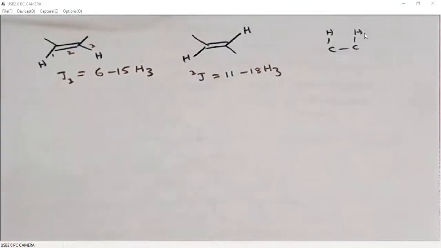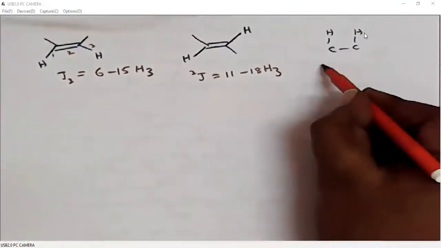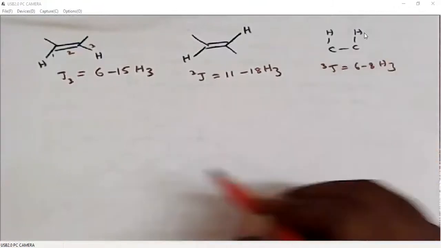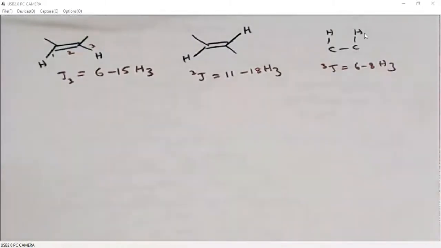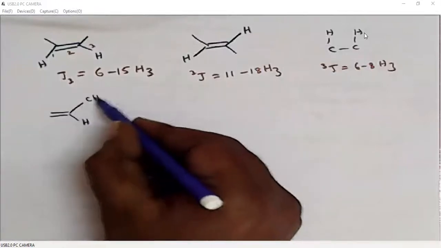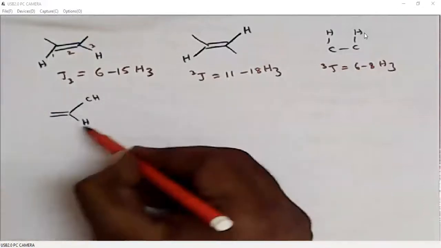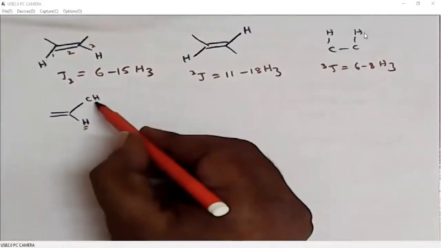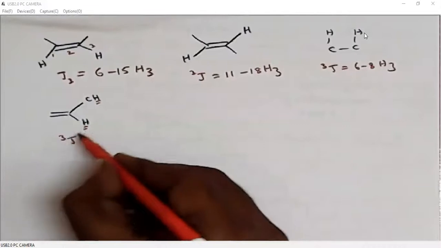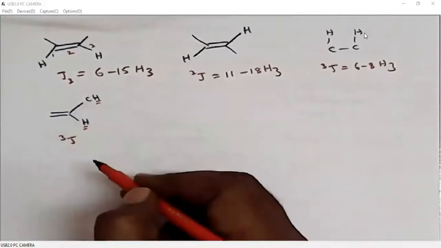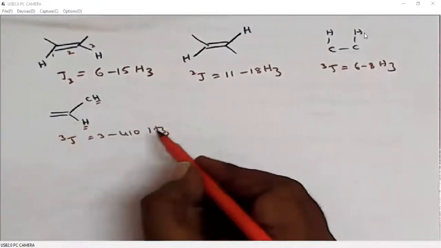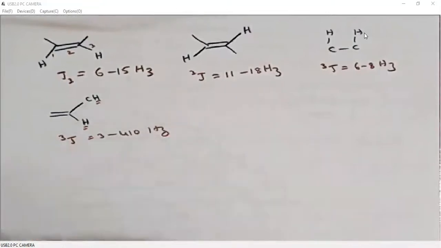Coupling between saturated carbons, still it is a 3 bond coupling, but it is less, just 6 to 8 hertz. Coupling between a proton on a double bond and allylic protons is again a 3 bond coupling, with a bond between C and H. The coupling constant value is 4 to 10 hertz.